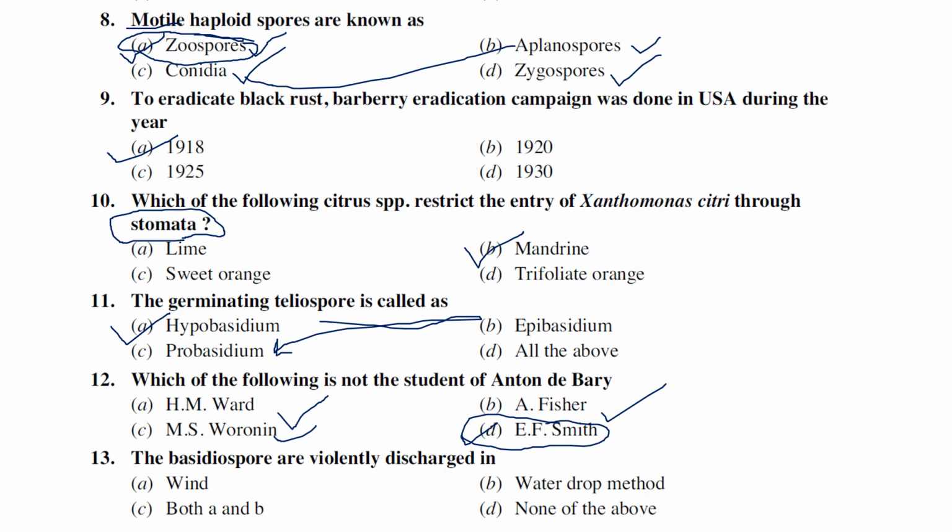The basidiospores are violently discharged in a wind, water drop mechanism, both A and B, none of the above. In the water droplet mechanism, the basidiospores are violently discharged because the water pressure will burst with force, so that with the water droplet the spores can also be released. Wind may also be an example of violent discharge. Probably A and B. I'm not sure of this question. Probably A and B, both wind and water droplet mechanisms.